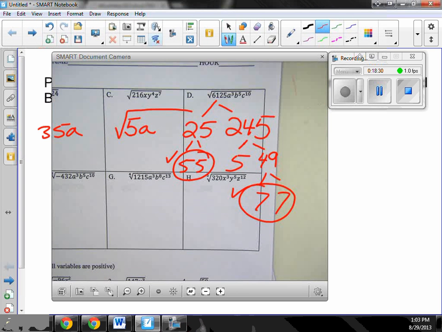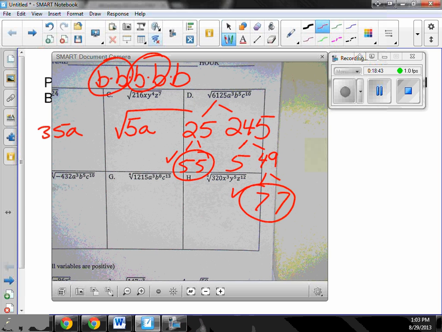So if we look at B to the 5th, I can write these down, B times B times B times B times B. How many groups of 2 are there? 2 groups. So on the outside, I write B squared because I had 2 groups. And I have 1 left over, so that leftover goes on the inside.